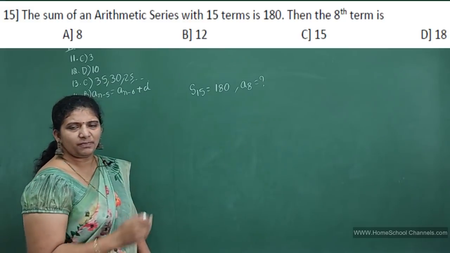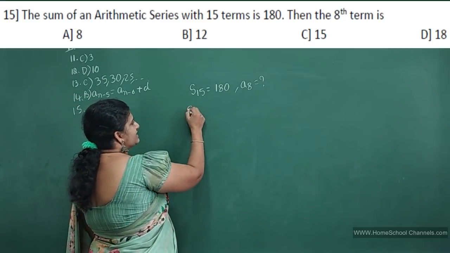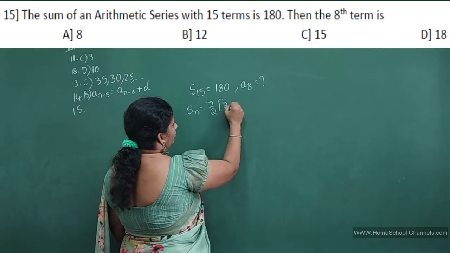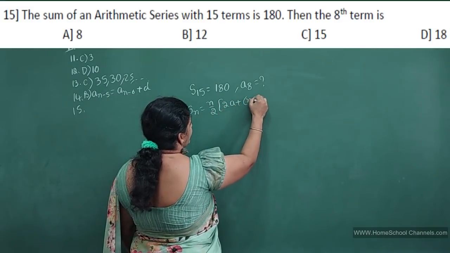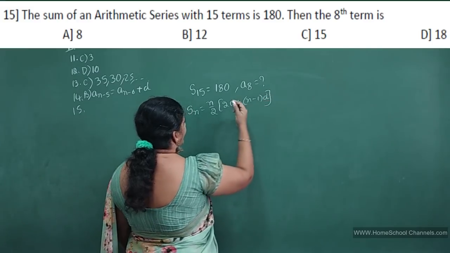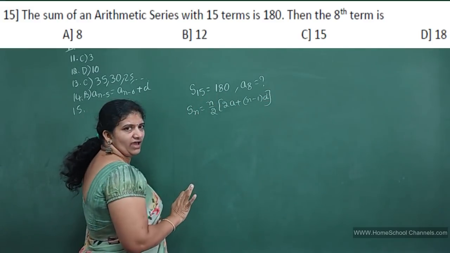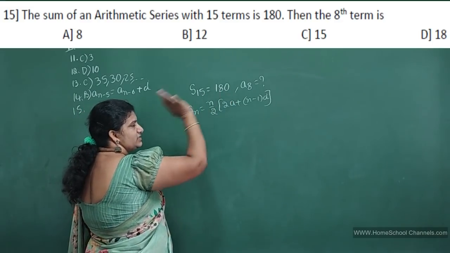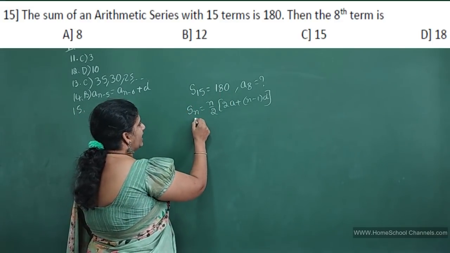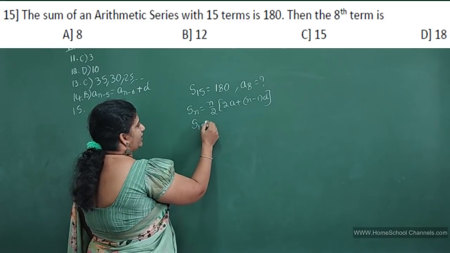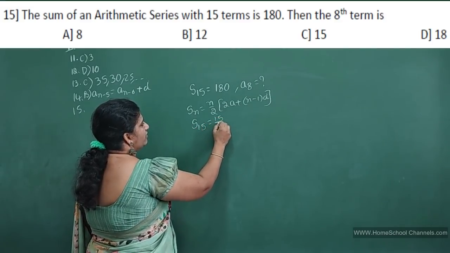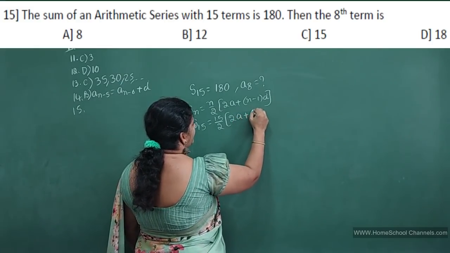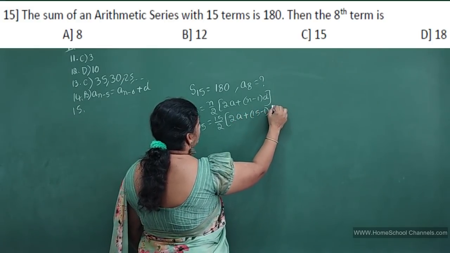Okay, let us apply the formula. Sn, we know the Sn formula: n by 2 into 2a plus n minus 1 into d. I don't know anything. I know only the S15 value. That means n value is 15 and S15 value is 180. Let us substitute that. n value 15. S15 is equal to 15 by 2 into 2a plus 15 minus 1 into d.